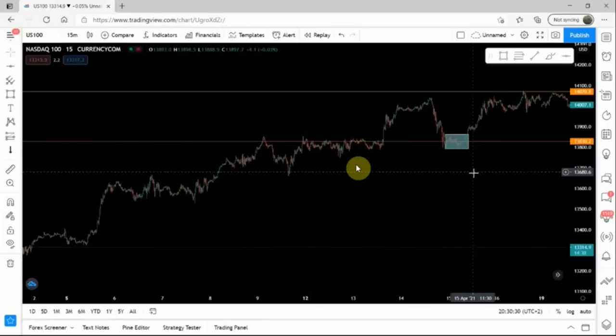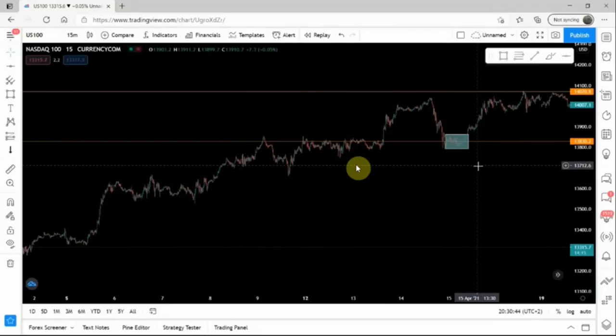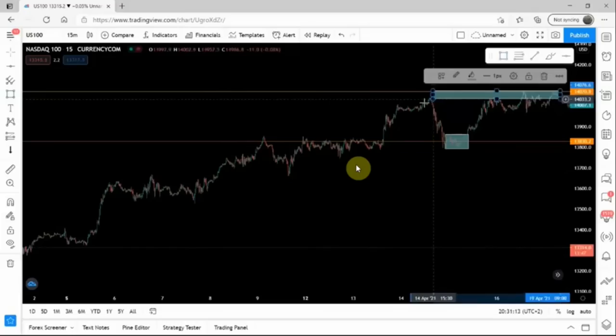Okay. Guys, this level becomes what now? A resistance. Okay. ICT, we don't use resistance. What do we use? Supply and demand. Liquidation zone. Well, yeah, liquidation zone and supply zone. So this would now be my zone. Agreed? Yeah.